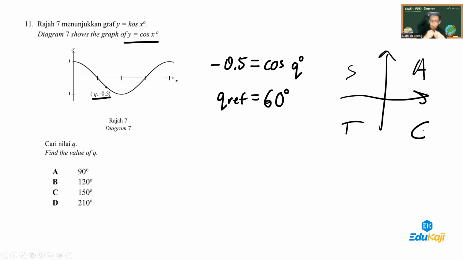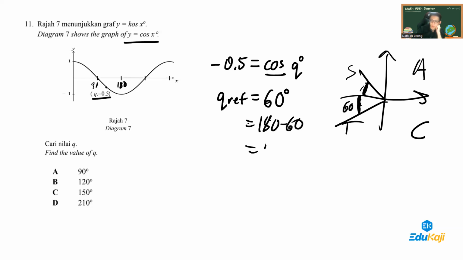Okay, so we look for the quadrant where it's negative for cos. Cos negative will be S and T. So reference angle here is 60. You look at this part, here should be 180, this cos graph. Between 90 and 180 means it must be the second quadrant. Second quadrant means 180 minus 60, so it's 120 degrees. Answer B.